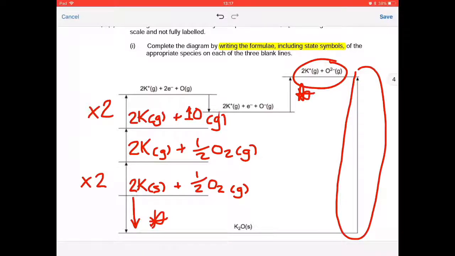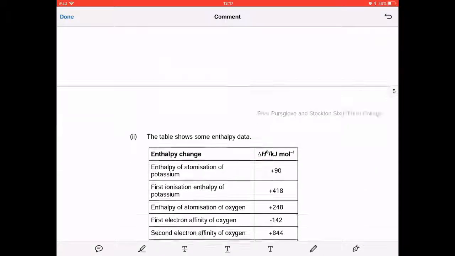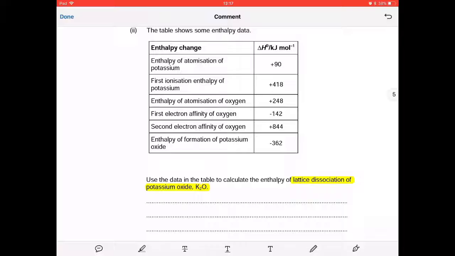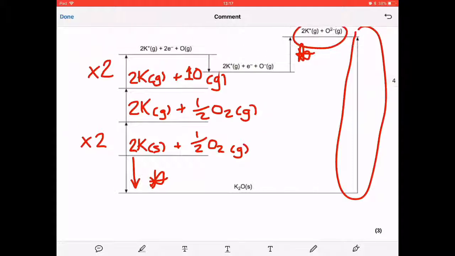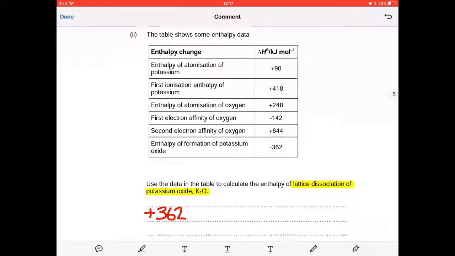So to start off with, we're going to look at the enthalpy of formation. If we scroll back down to the data, the enthalpy of formation of potassium oxide is minus 362. Because that arrow is going in the opposite direction, we are going to write it as plus 362 and change the sign. Then, the next arrow is the atomization of potassium. Remember, you've got to do that twice.